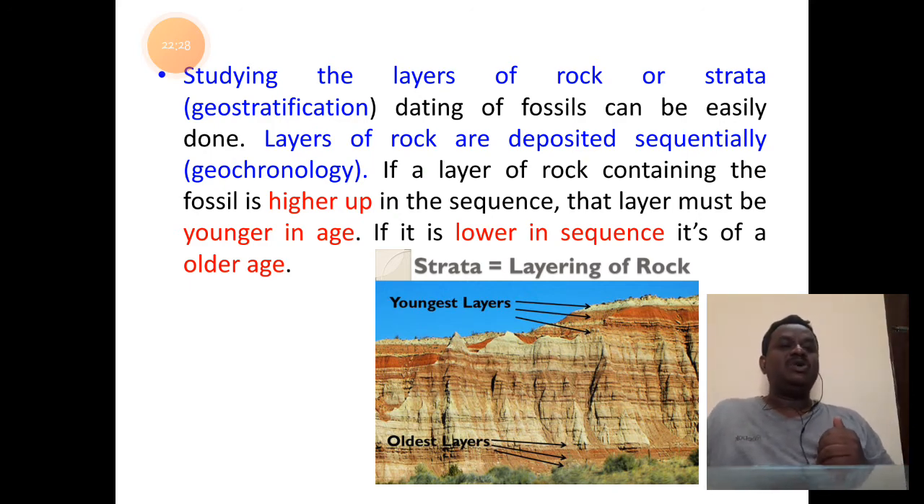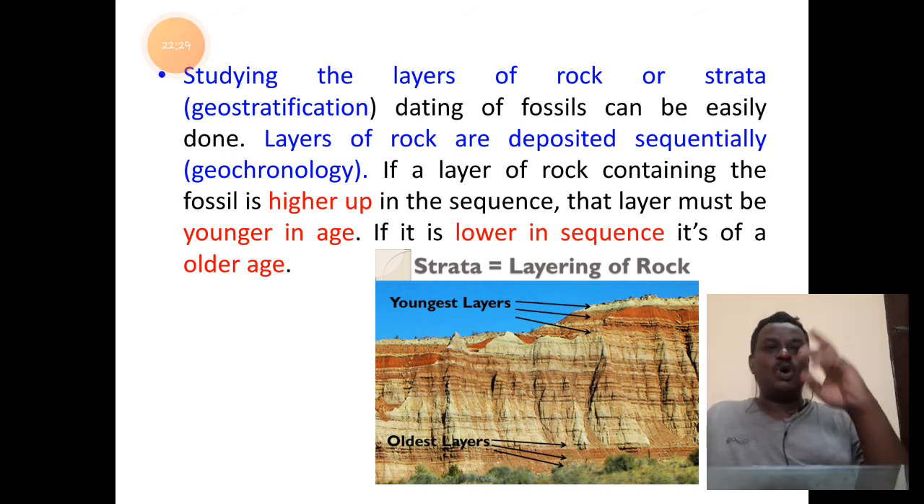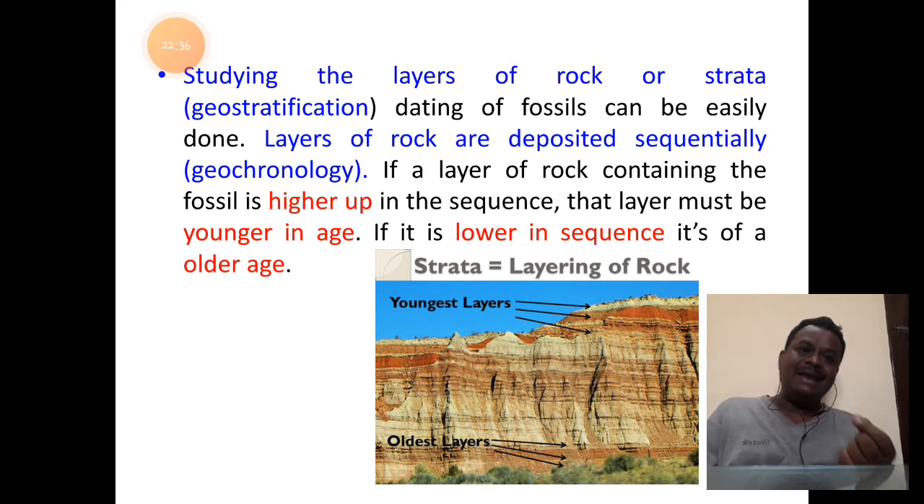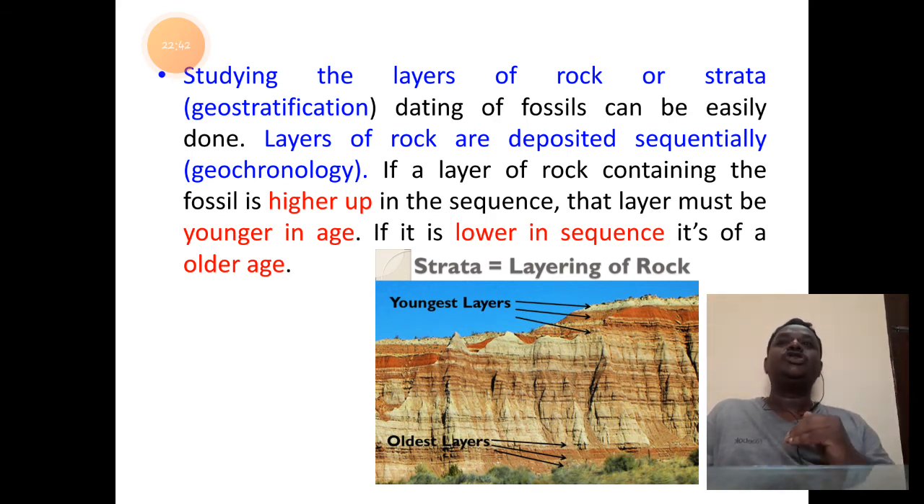So when we look at both geostratification and geochronology, both give one common idea. The idea is that the strata layers present in the deeper part of the earth show the presence of fossils which are of very simple forms.